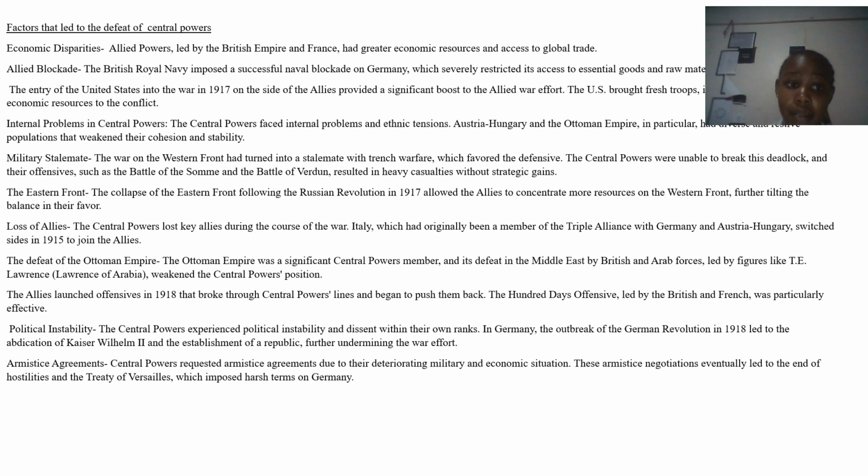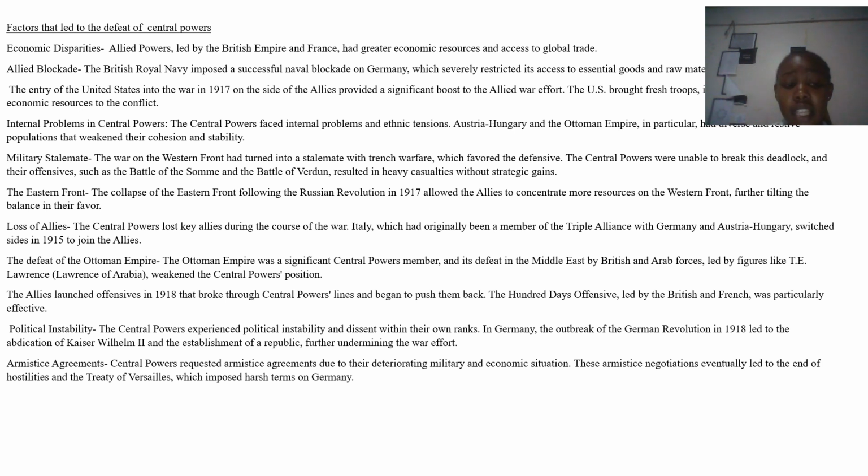Then the Allied blockade, this was the blockade by which they couldn't access guns and weapons for the war. Then entry of the US into the war. The US supported the Allied powers, whereby the United States provided more and modern weapons, which were better than the Germans' weapons. Hence, the Germans ended up being defeated in the war.